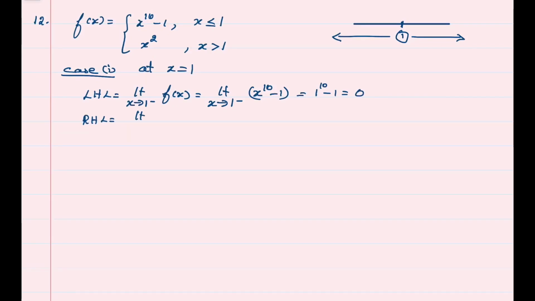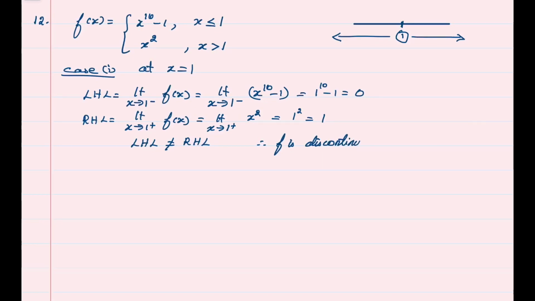RHL is limit x tending to 1 plus f of x. For 1 plus, we use the greater than 1 definition, which is x square. This is also a polynomial. Directly we will substitute the limit value. And in this case, LHL and RHL don't coincide. Therefore, f is discontinuous at x equal to 1.